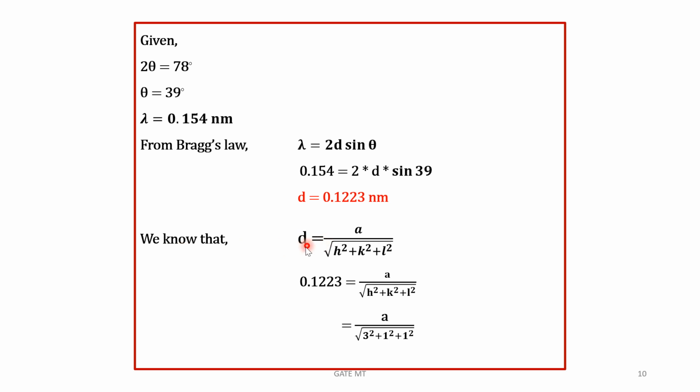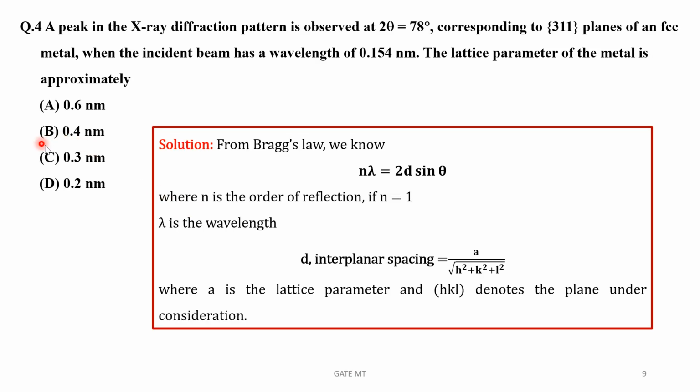Once d is obtained, we can use d is equal to a by root of h square plus k square plus l square. It was told that it is a plane of 311. So we are substituting the d value as well as the HKL values. Therefore, 0.1223 is equal to a by root of 3 square plus 1 square plus 1 square. How much will this be? This will be root 11, right? 0.1223 into root 11 will give us the value of a. Therefore, the value of a is 0.405 nanometer. Hence, from here, the answer will be option B, 0.4 nanometer.